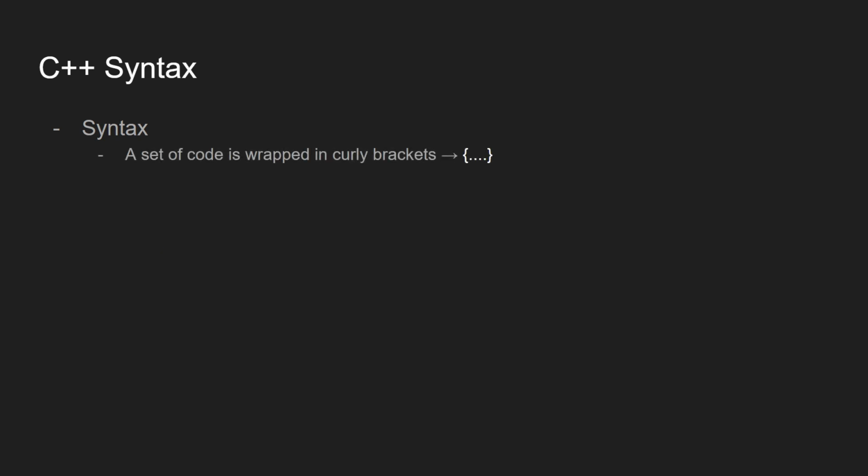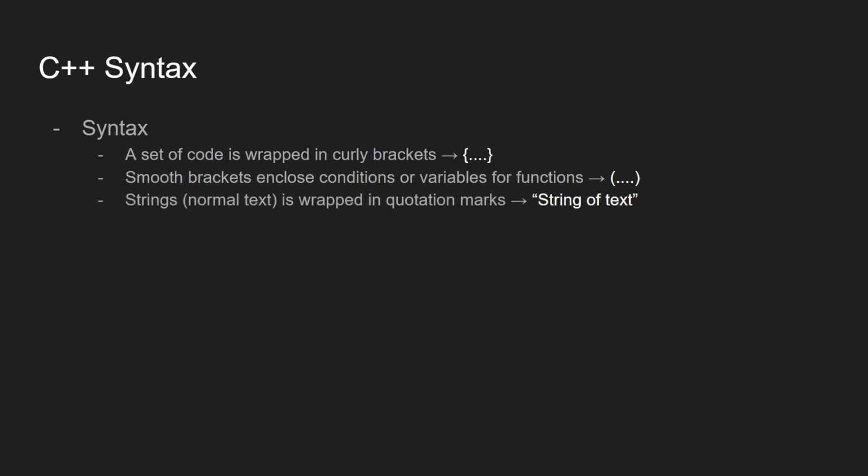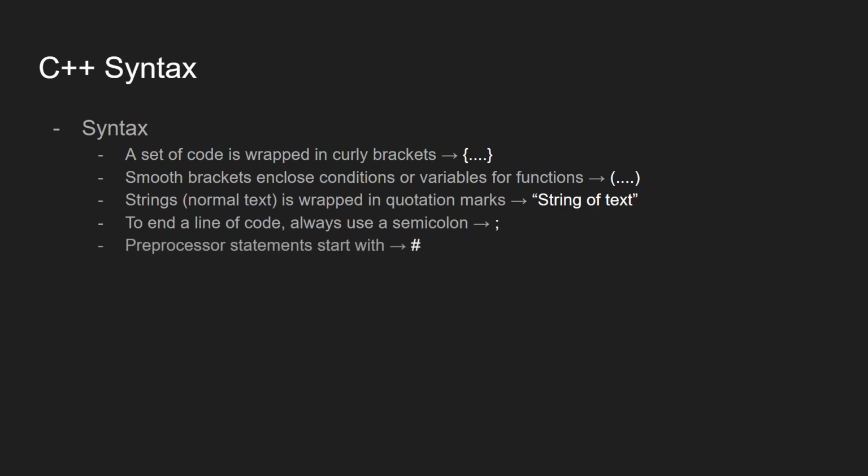And these grammar rules are for a set of code, it is wrapped in curly brackets. For conditions or variables, for certain functions, these are wrapped in normal brackets. Then to indicate a string of text, which is normal text, you put them in quotation marks. To end the line of code, always use a semicolon. And then preprocessor statements start with a hashtag.